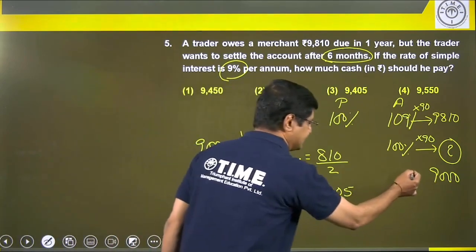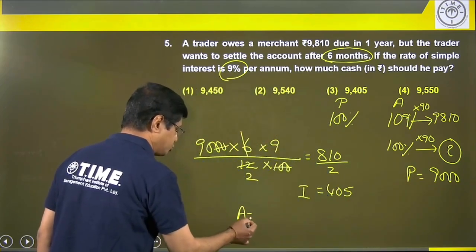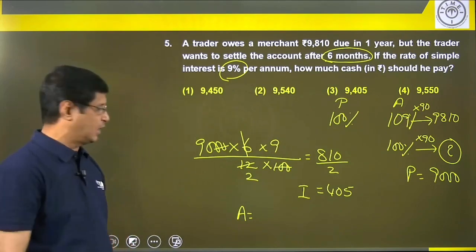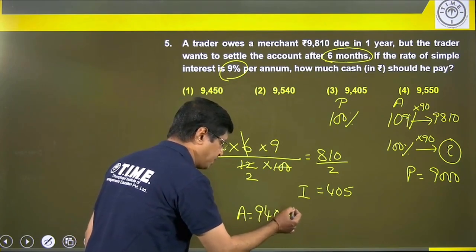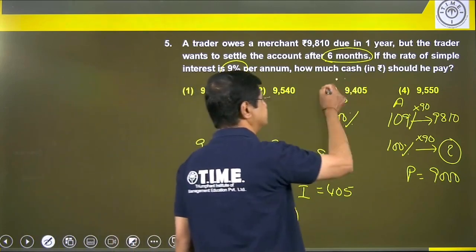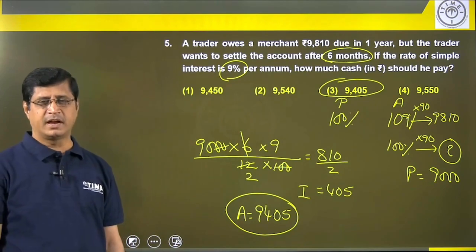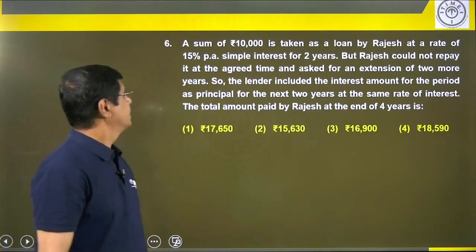The principal is 9,000. What is the amount he has to pay at the end of 6 months? Means 9,000 plus 405, that is 9,405 rupees. Answer choice option 3. The third choice is the correct option. Right. Look at the next example.